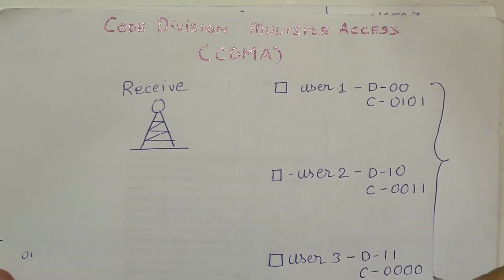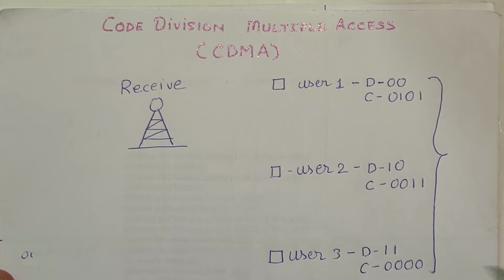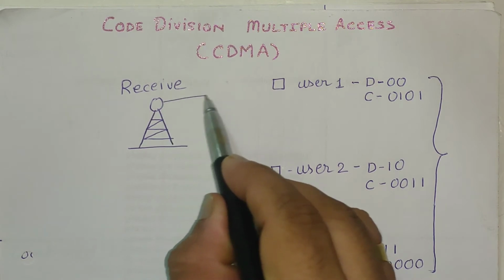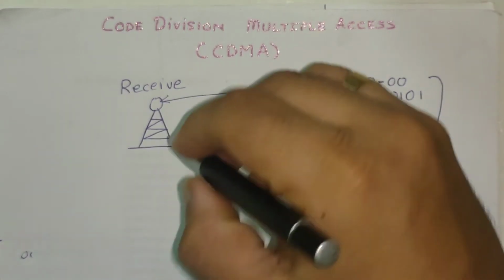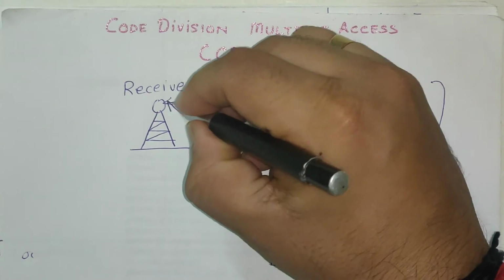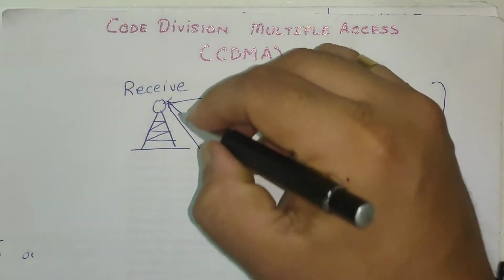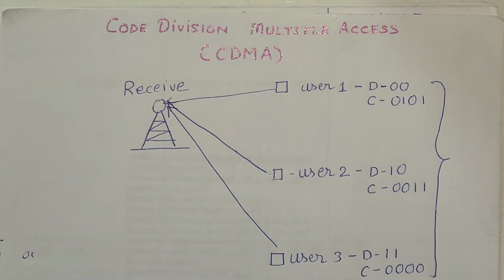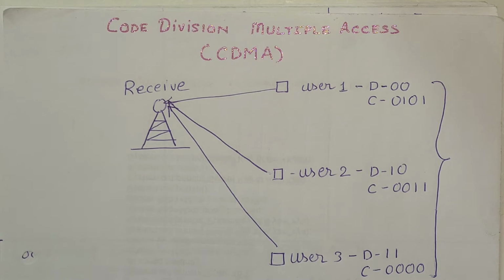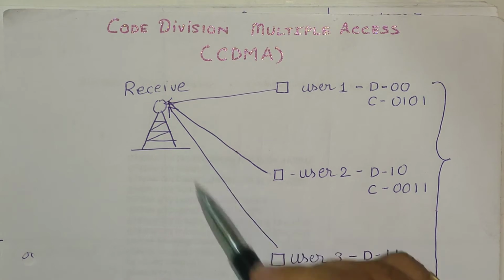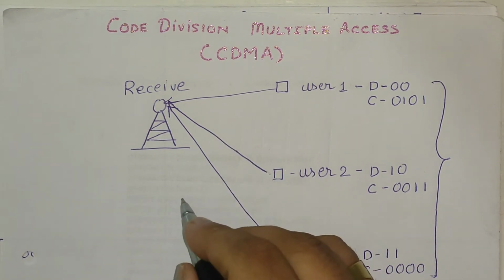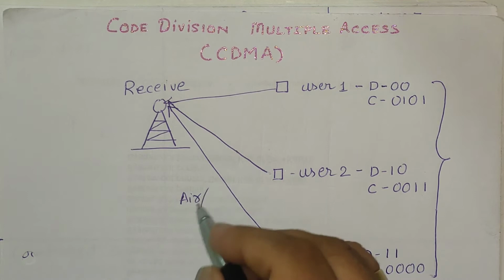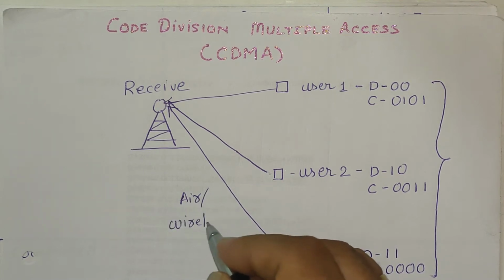So this is the data we are going to send through an air interface to this receiver. So we are going to pass data from user 1. Likewise, we are going to pass data from user 2, and definitely we are going to perform the same task for user 3 as well. So this is what we are trying to perform. Now if you can understand, this is going to be your air or wireless medium, through which we are trying to send our data.